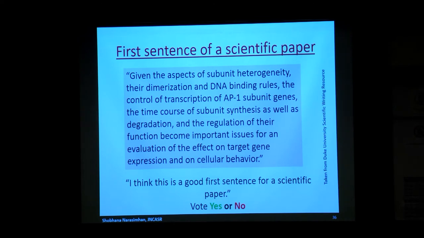Here's the first sentence of a scientific paper now. Most of us are not in this field, so that sort of biases it, but it says, given the aspects of subunit heterogeneity, the dimerization and DNA binding rules, the control of transcription of AP1 subunit genes, the time course of subunit synthesis, as well as degradation and the regulation of their function become important issues for an evaluation of the effect of target gene expression and on cellular behavior. How many like this sentence?